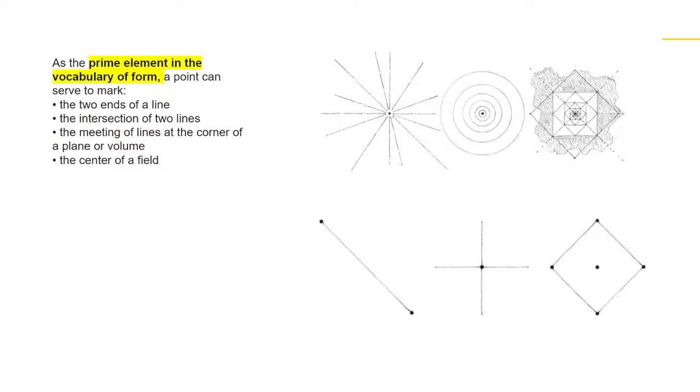So point is the prime element in the vocabulary of form. A point can serve to mark the two ends of a line, the intersection of two lines, the meeting of lines at the corner of a plane or volume, and the center of a field.